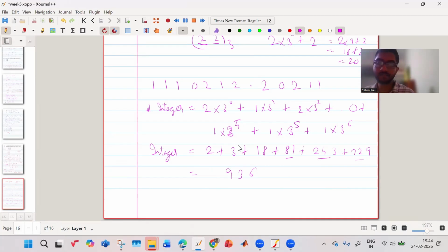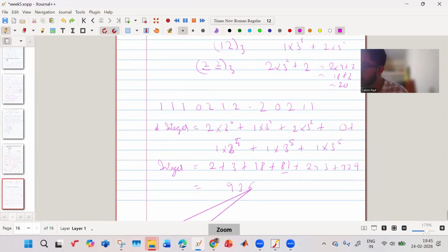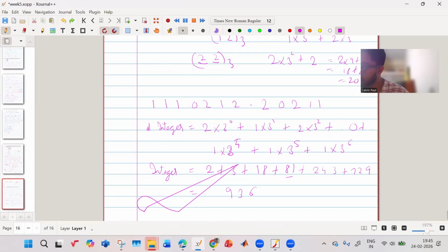Let's check my calculator. 3 raised to 4 is 81. 3 raised to 5 is 243. 3 raised to 6 is 729, plus 243, plus 18, plus 5. It comes to 1276. Where have we made the mistake? Control Z.